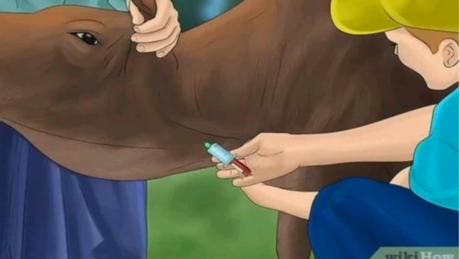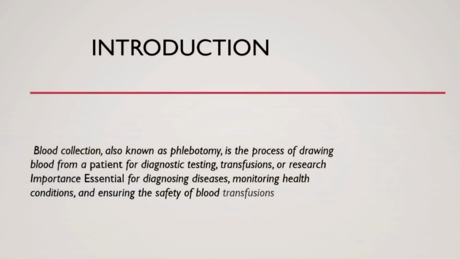So, as you can see in this picture, this is how we can collect the blood from the animal. Actually, there are different sites from where we can collect the blood, and this is one of them. So, the basic knowledge we should know about blood collection is that it is also known as phlebotomy.